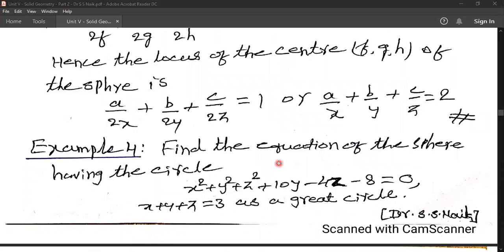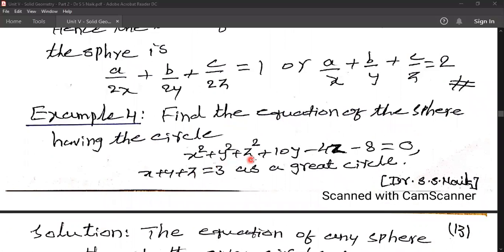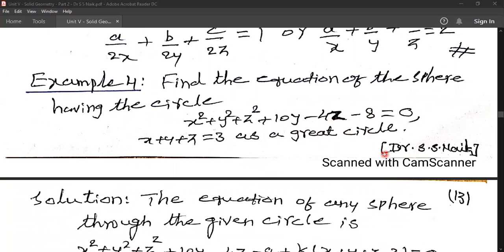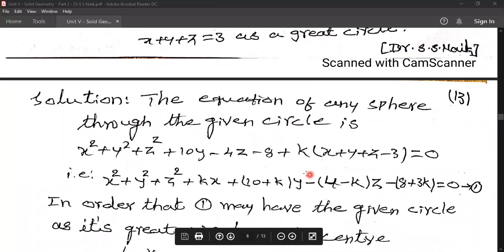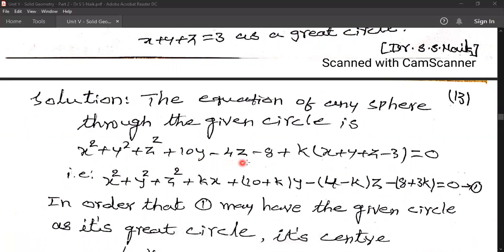Then we'll take the fourth problem, that is the example. Find the equation of the sphere having the circle x square plus y square plus z square plus 2y minus 4z minus 8 equal to 0, x plus y plus z is equal to 3 as a great circle. Solution. The equation of any sphere through the given circle is x square plus y square plus z square plus 2y minus 4z minus 8 plus k times (x plus y plus z minus 3) equal to 0.